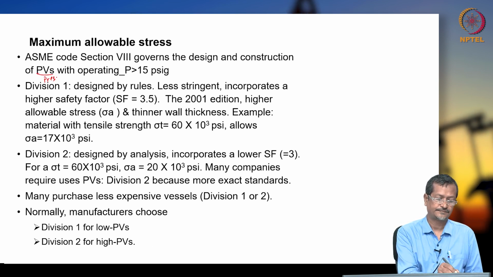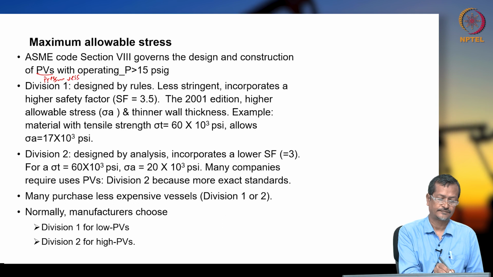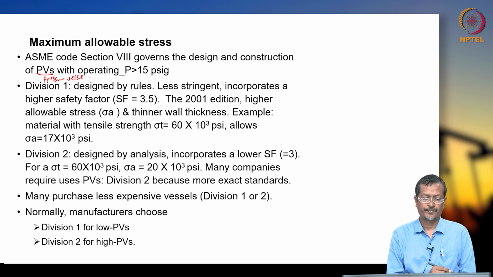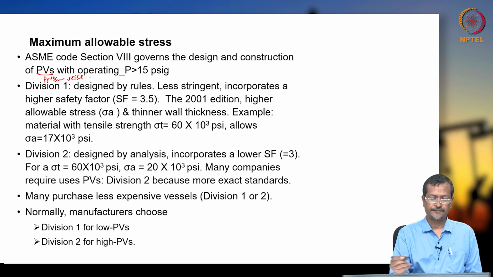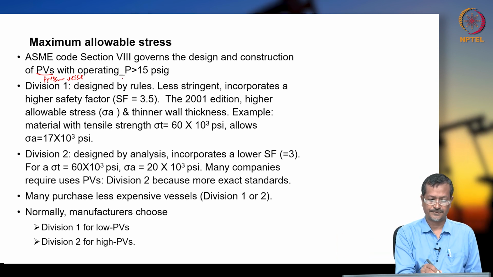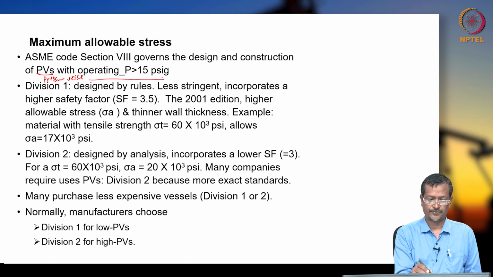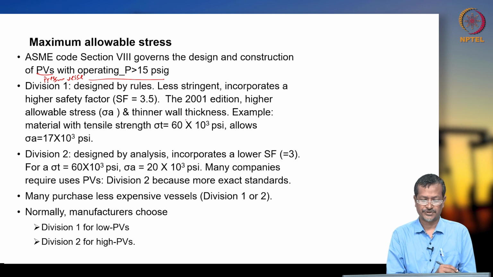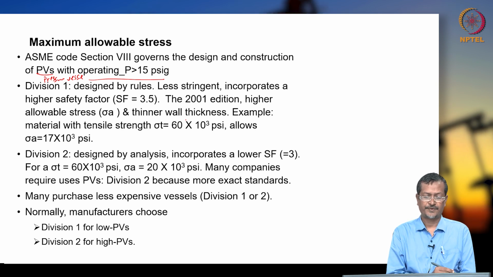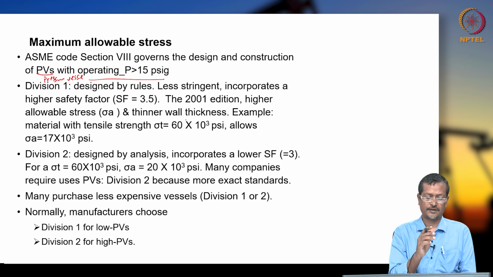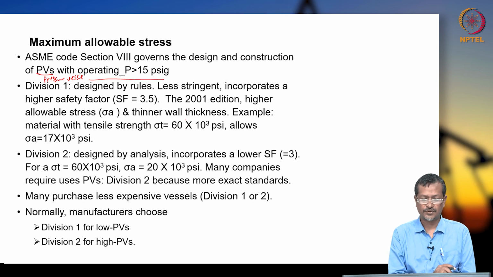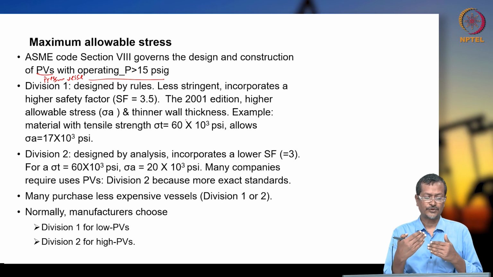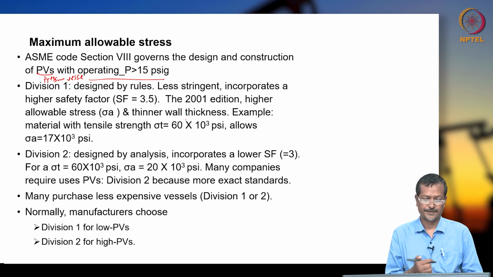Pressure vessels, like a separator or piping system, with operating pressure more than 15 psig, are defined in ASME code Section 8. They have two divisions actually: Division 1 and Division 2.